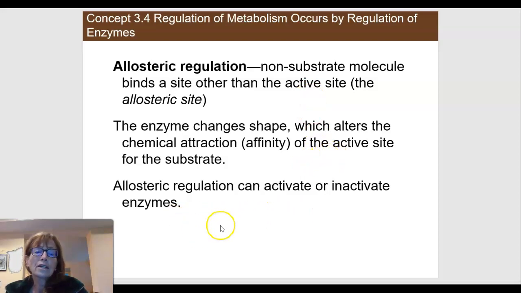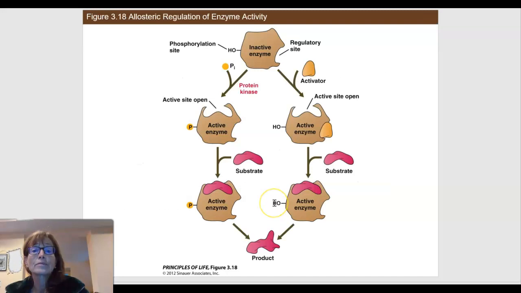And allosteric regulators, though, let me back up a second. We're talking about allosteric regulation, and why we're not just talking about inhibition here, is that sometimes that change actually activates an enzyme. We're going to see more on that in class. So stay tuned.